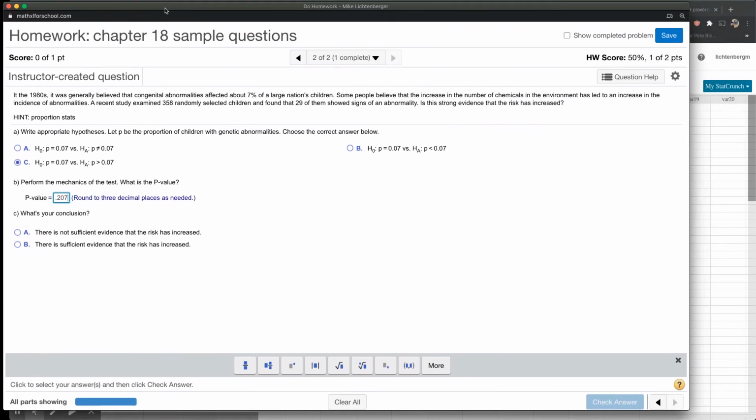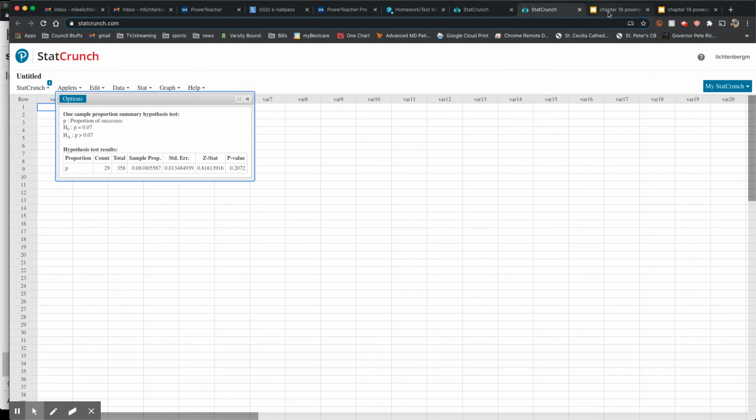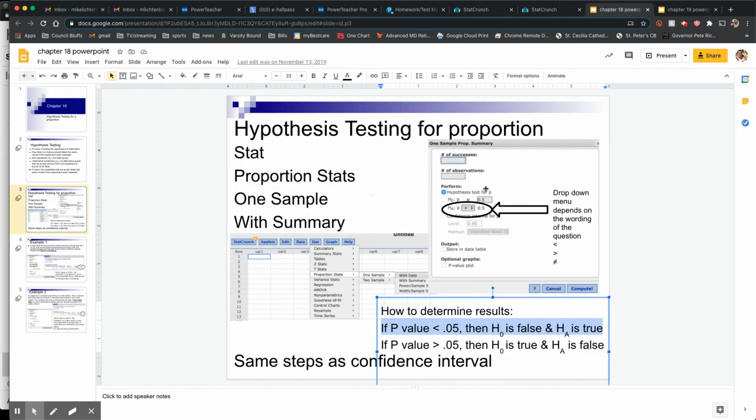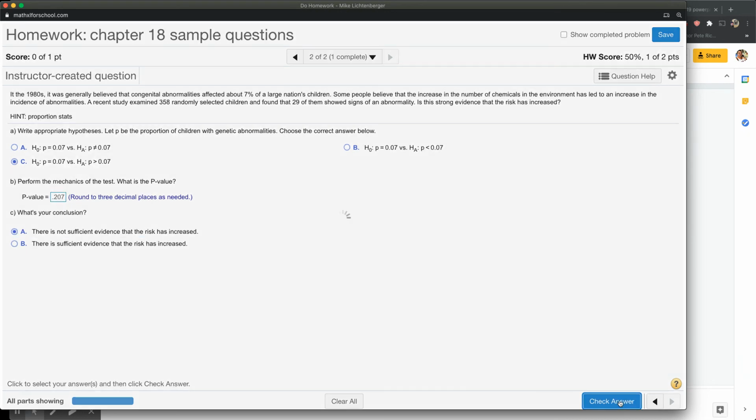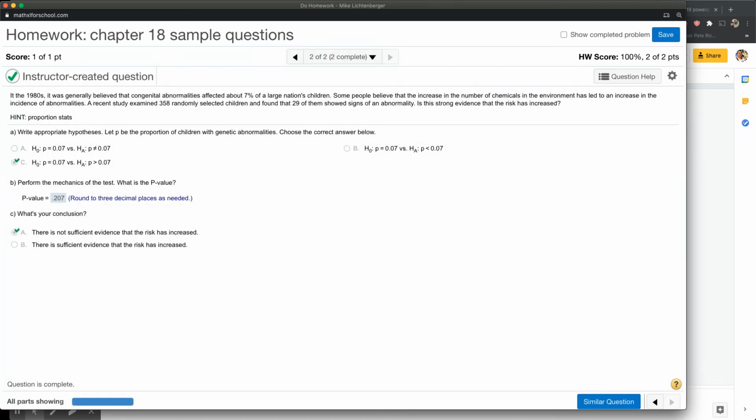And remember, let's go back to the PowerPoint. 0.207, that's more than 20%, which is obviously greater than 5%. So that means our initial guess is true, and thus our alternative is false. So in this problem, that means this is true and this is false, which means it is not increasing. So there is not sufficient evidence that the risk has increased. It's not increasing. And that is it for our sample MyMathLab questions for Chapter 18.